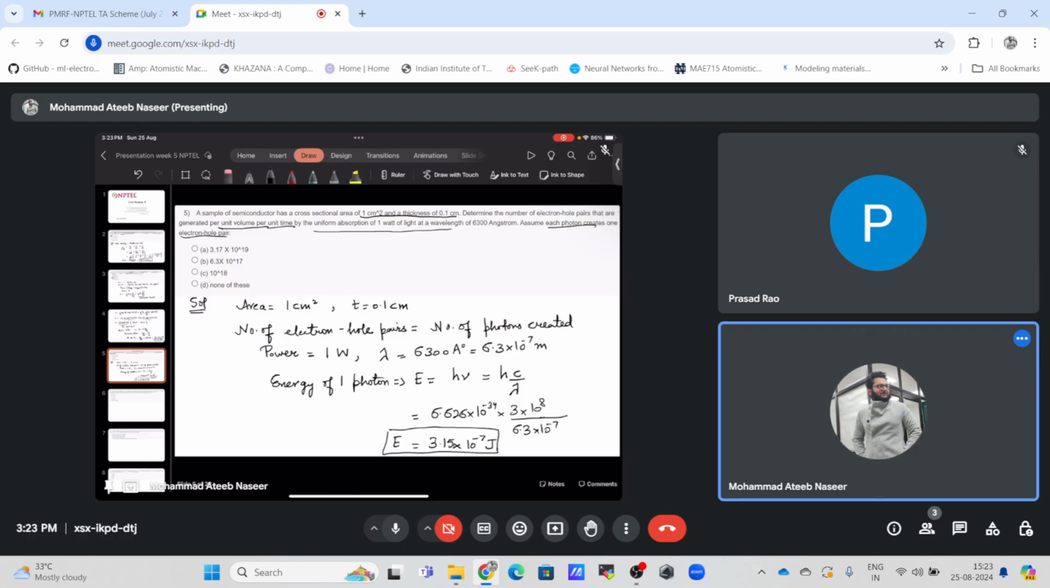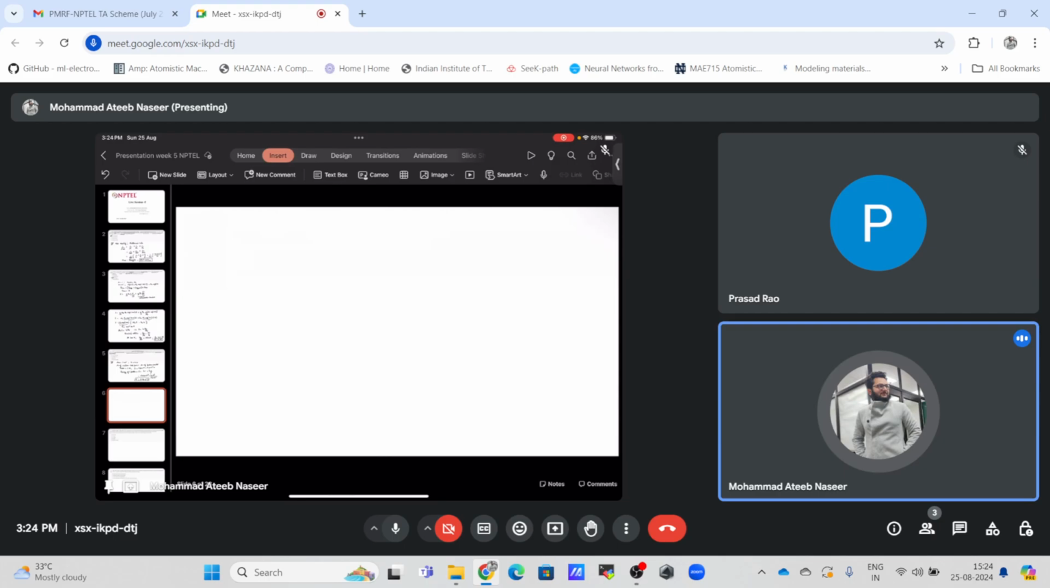Now, energy applied per second. Since power is energy per second, we can clearly say that the energy applied per second is 1 joule, because 1 watt is the power. You can clearly say that because power was 1 watt, the energy applied per second is 1 joule, because power is energy per second.